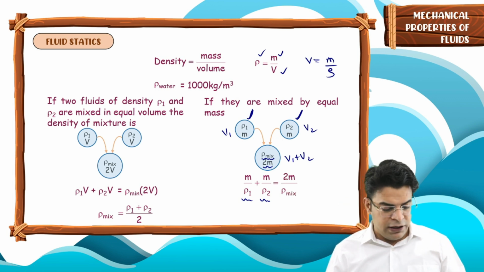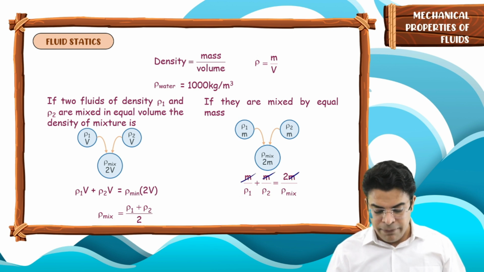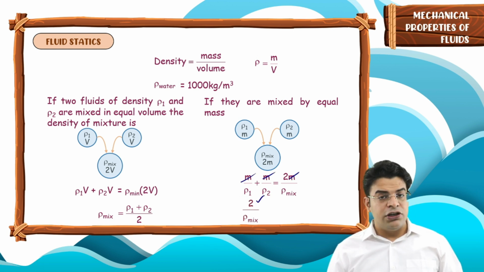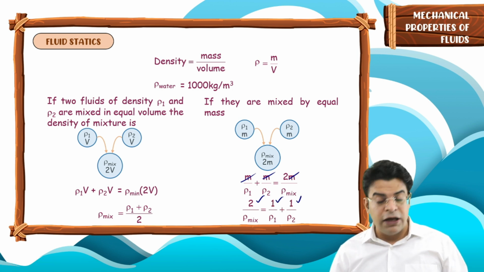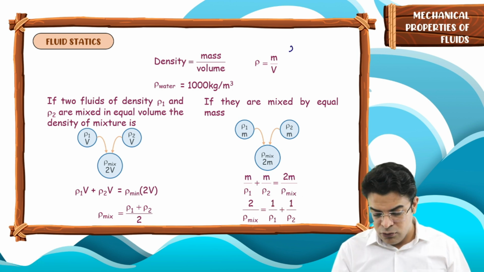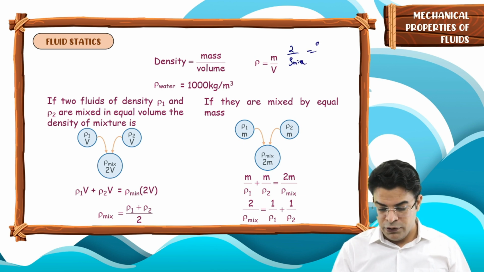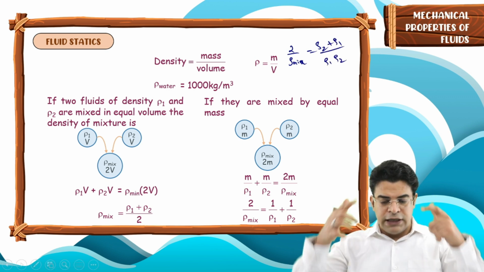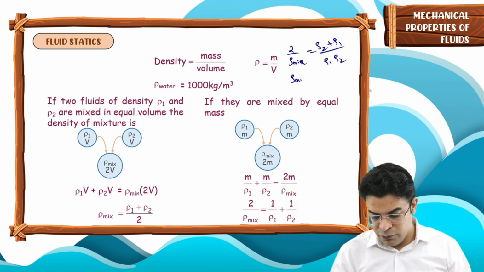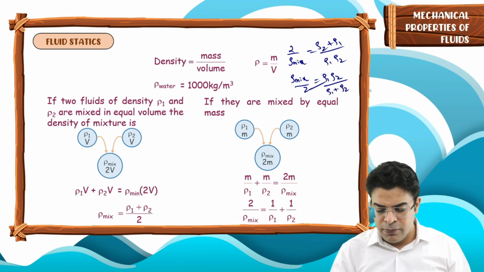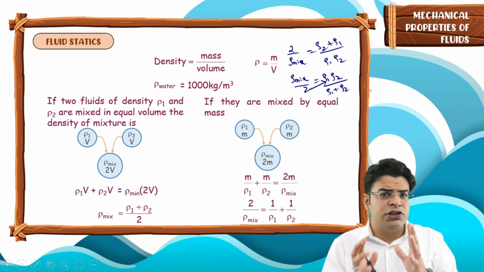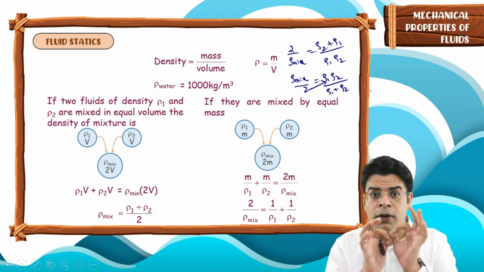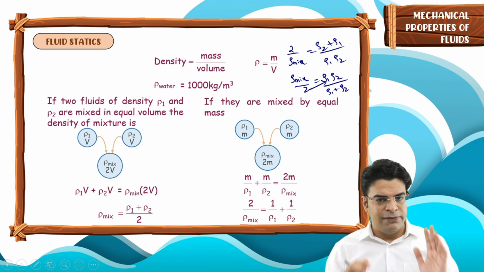Now once you have written this, you can cancel out m and m and m. So you will get 2 by density of mixture equals to 1 by ρ1 plus 1 by ρ2. Now you can solve it further. You can write 2 by density of mixture equals to ρ2 plus ρ1 upon ρ1 ρ2. You can flip it both the sides, so you will get density of mixture by 2 equals to ρ1 ρ2 by ρ1 plus ρ2, and then you can bring the 2 up here. So you will get the density of mixture to be equal to 2 ρ1 ρ2 upon ρ1 plus ρ2. Simple thing.